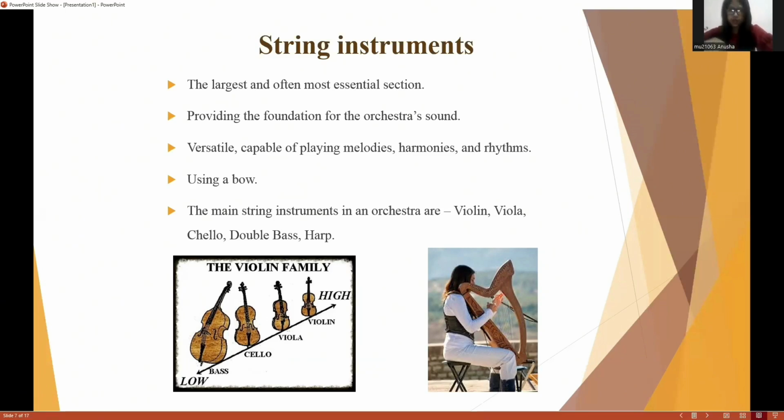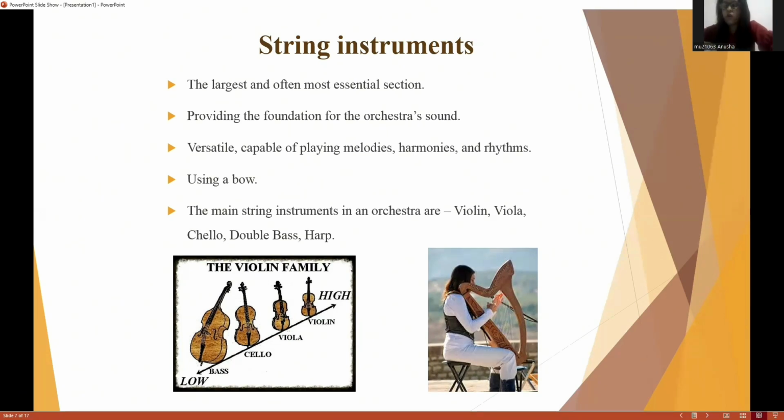On the left side of this slide is the violin family, and on the right is the harp. The strings are the largest family of instruments in the orchestra, and they come in four sizes. The violin, which is the smallest, viola, cello, and the biggest, the double bass, sometimes called the contrabass. The smaller instruments, the violin and viola, make higher pitch sounds, while the largest, cello and double bass, produce low pitch sounds.